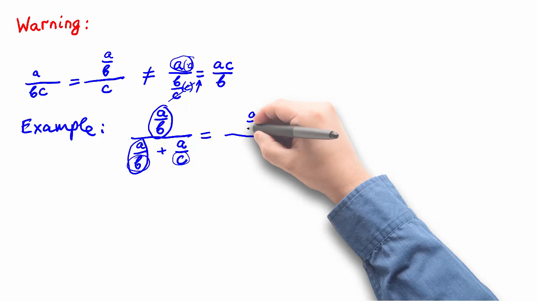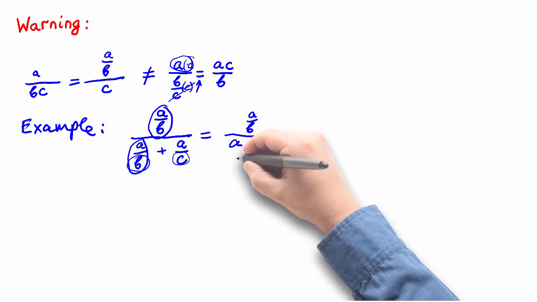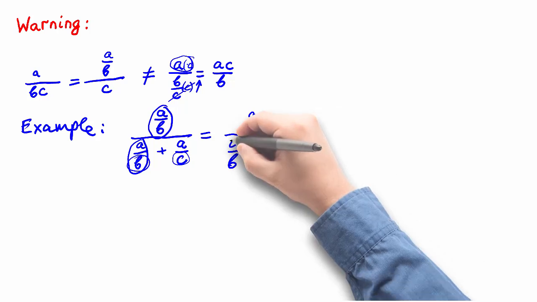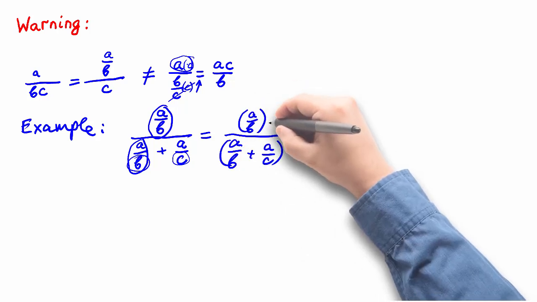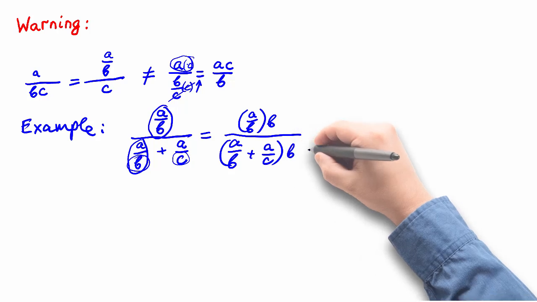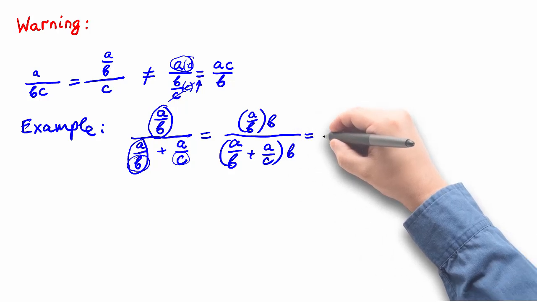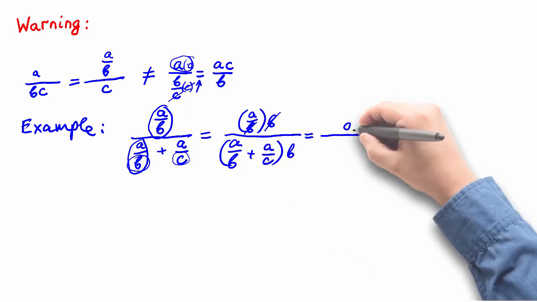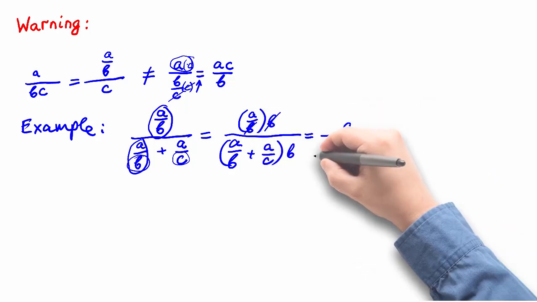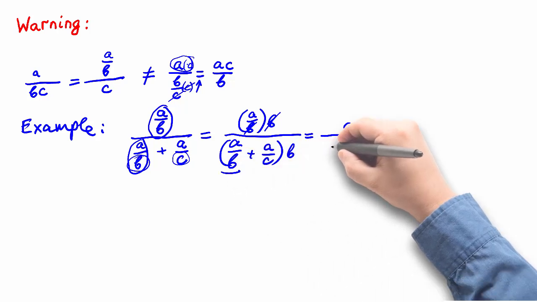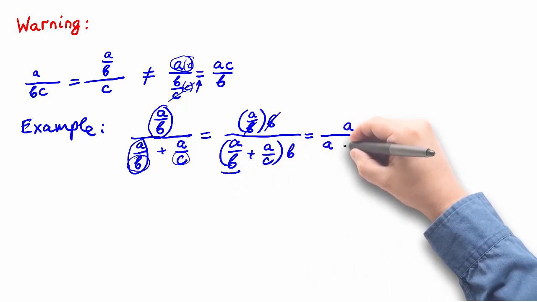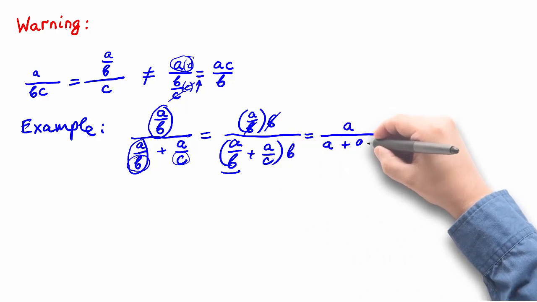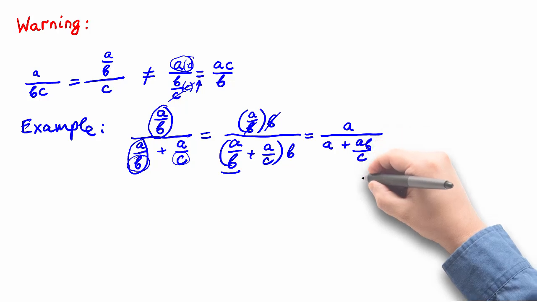So it's (a over b) divided by (a over b plus a over c). I will multiply that one by b and also that one by b. And this is what I will get. B and b will be cancelled here, so only a here. And then a over b multiplied by b is a, plus a over c multiplied by b is ab divided by c.